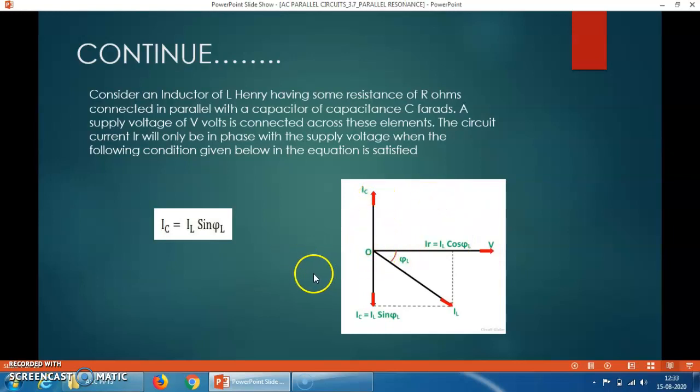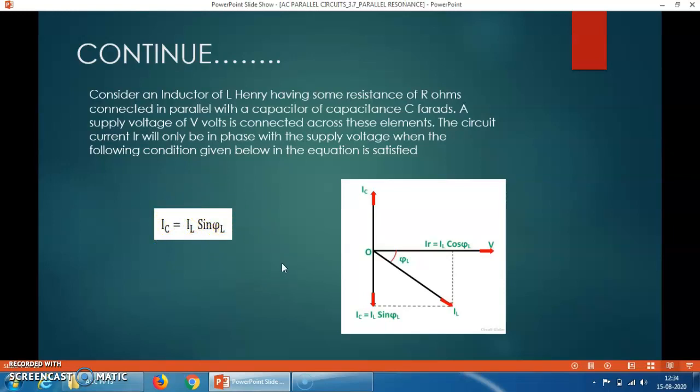Now XL and XC. XL is the inductive reactance and XC is the capacitive reactance. R is the frequency independent component; there is no effect of frequency on the resistance. But if you increase the frequency, then XL equals 2 pi FL, so it is directly proportional to the frequency. If you increase the frequency, XL increases, so current IL decreases and IL sin phi L also decreases.